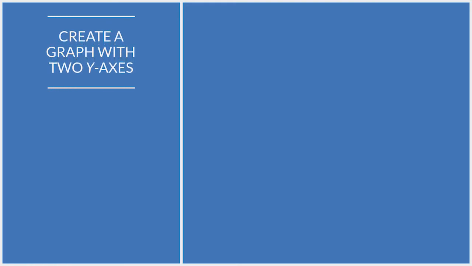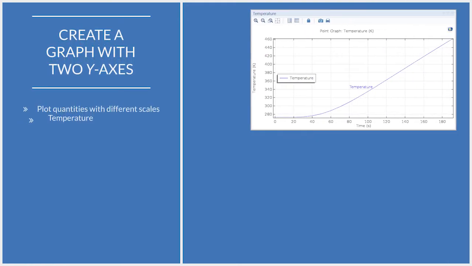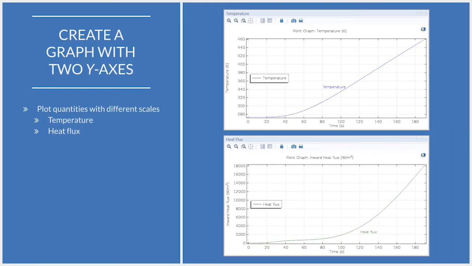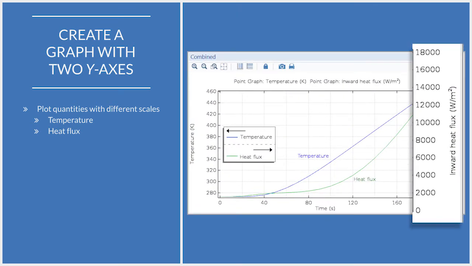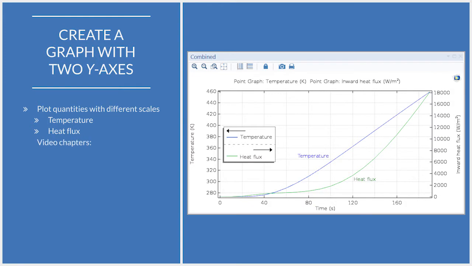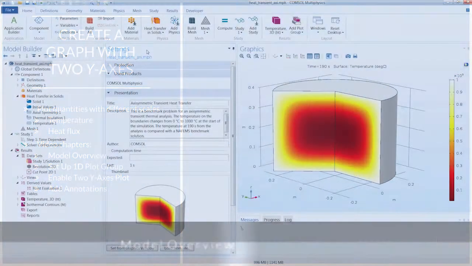In COMSOL Multiphysics, you can plot two different quantities with different scales and units simultaneously on a 1D plot by adding a second y-axis to your plot group. In this video, we will introduce a case where this functionality is needed, add a second y-axis, and include a legend and annotations to complete the picture.